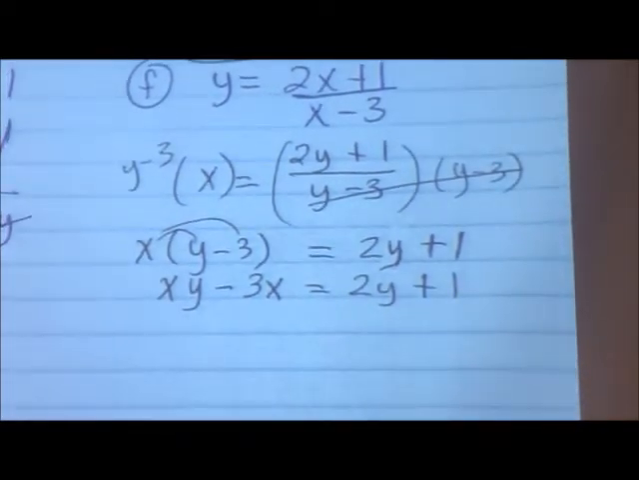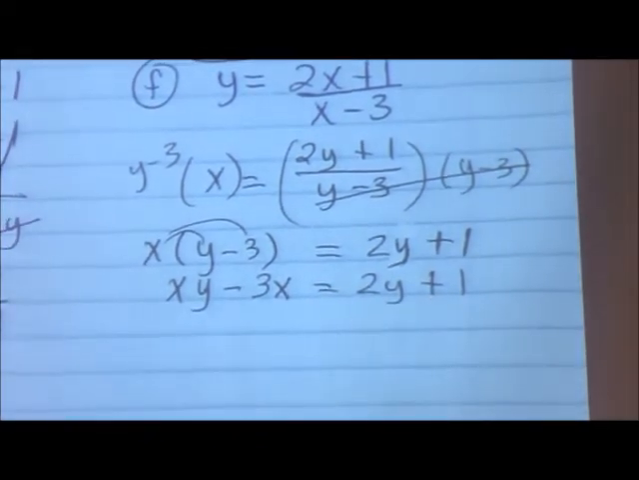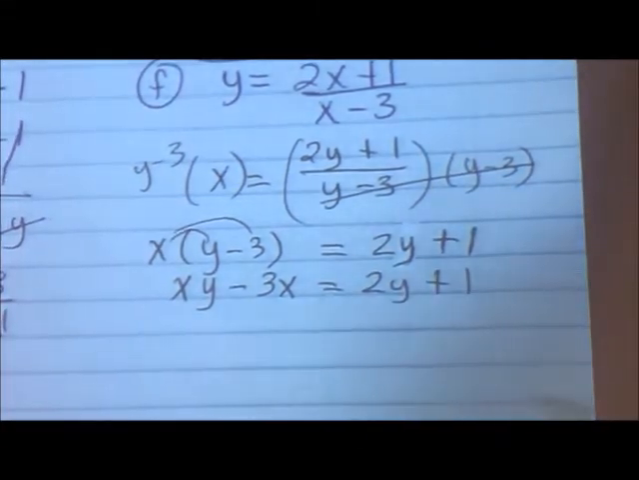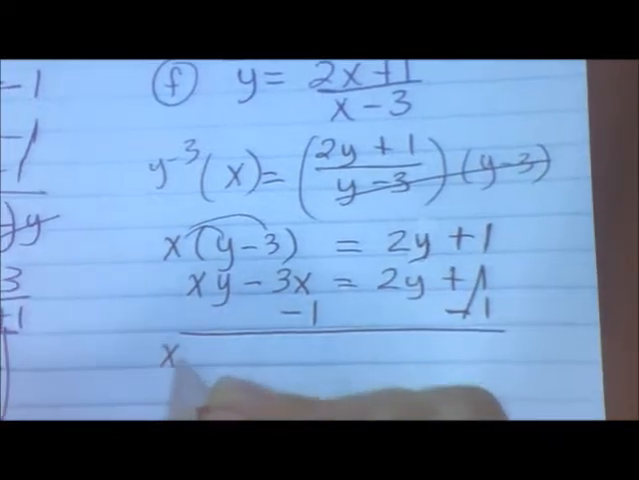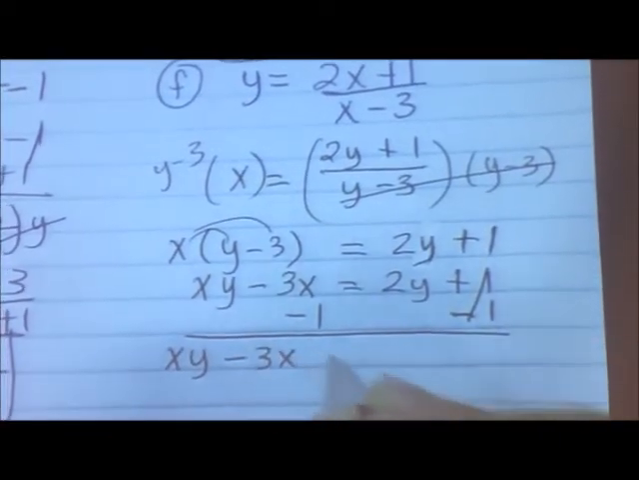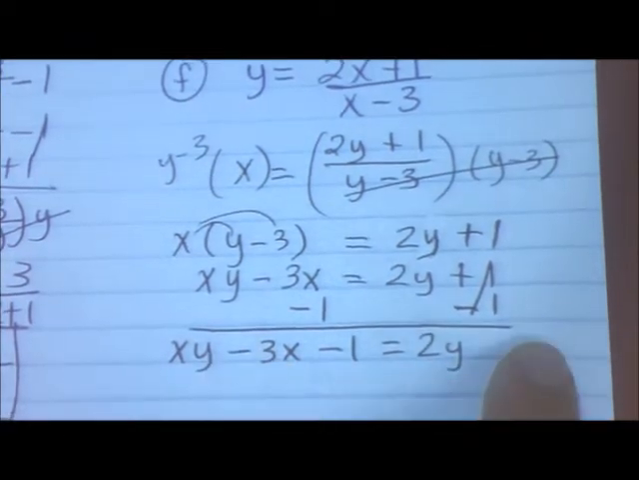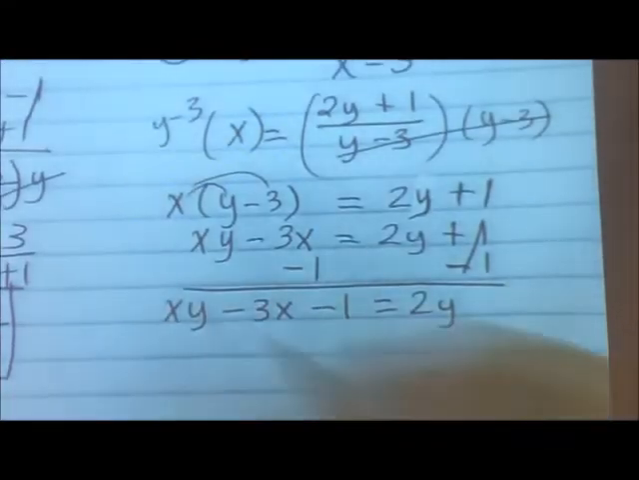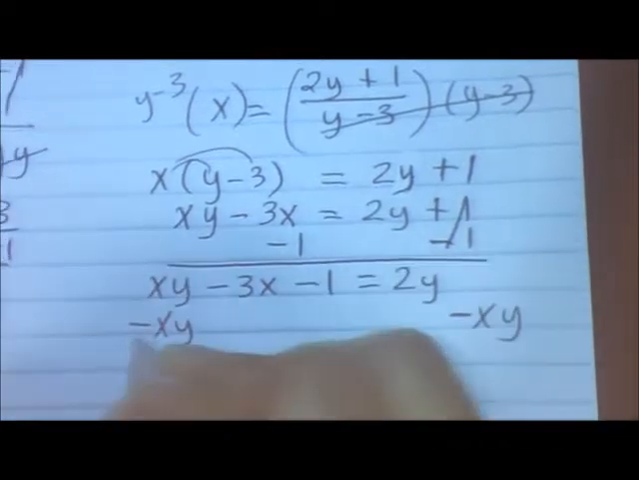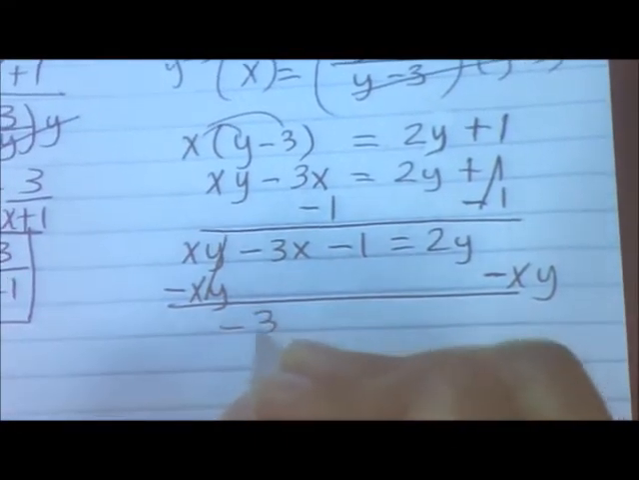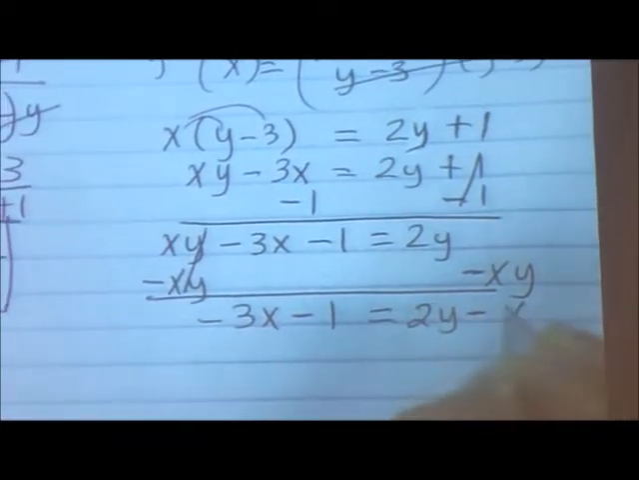If I am trying to solve for y, and I look at this side, I subtract 1, very good. So let's subtract 1. This becomes xy minus 3x minus 1 equals 2y. Now, who from here belongs on this side because it has a y? Xy. So we're going to subtract xy, subtract xy, negative 3x minus 1 equals 2y minus xy.